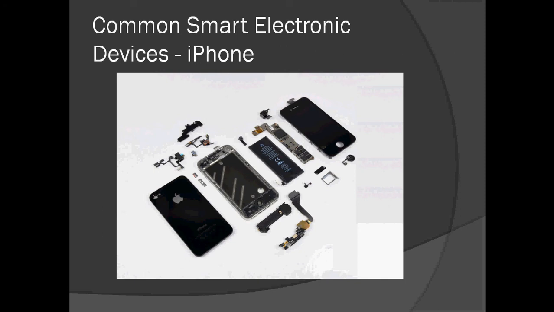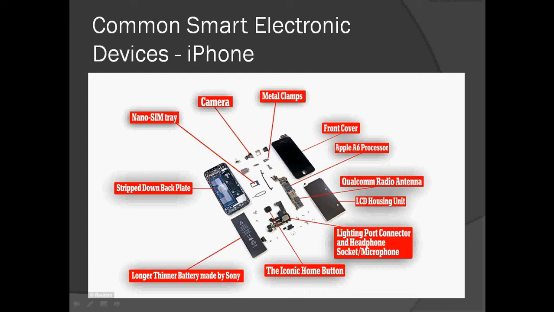Here's a common smart electronic device. This is an iPhone. It's made by Apple, and here you can see it's disassembled, and all of its components are laid out. There's the battery right in the middle of the screen. Beside it are the cases and some of the microphones and devices as well.